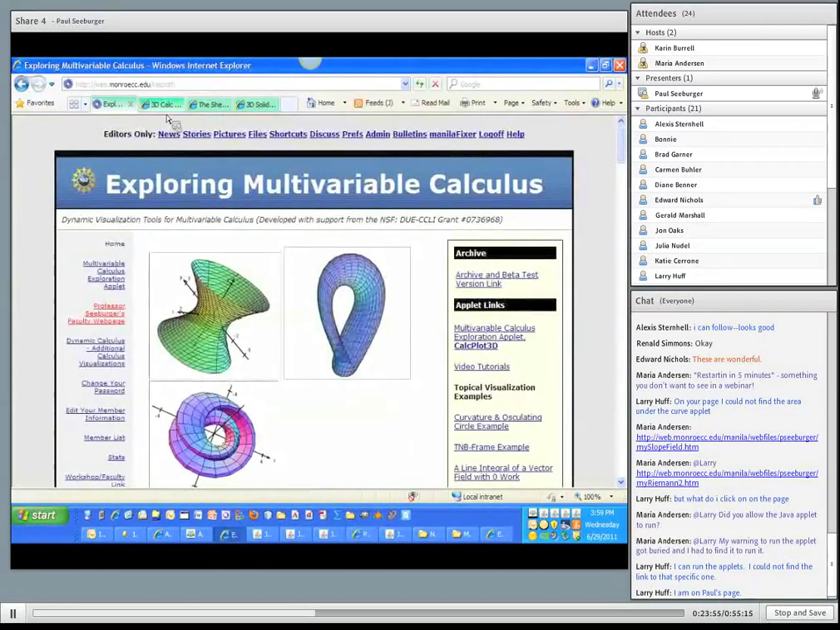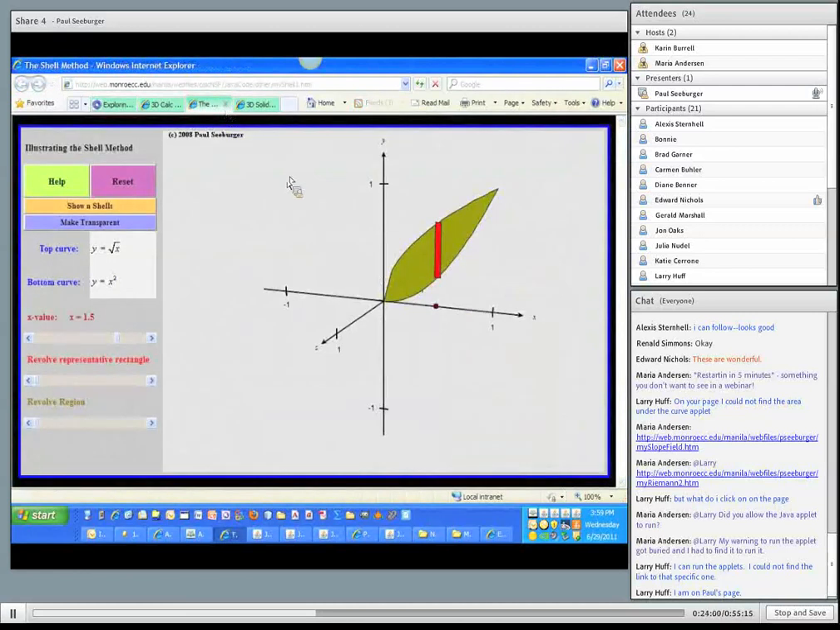It gets a little bit unwieldy sometimes unless you're used to doing it, moving it around. You can always reset, and that will reset the applet to its original place. But you can move this shell back and forth. I didn't do that earlier through the region. And now I'm going to take that and unrotate it and show n shells.